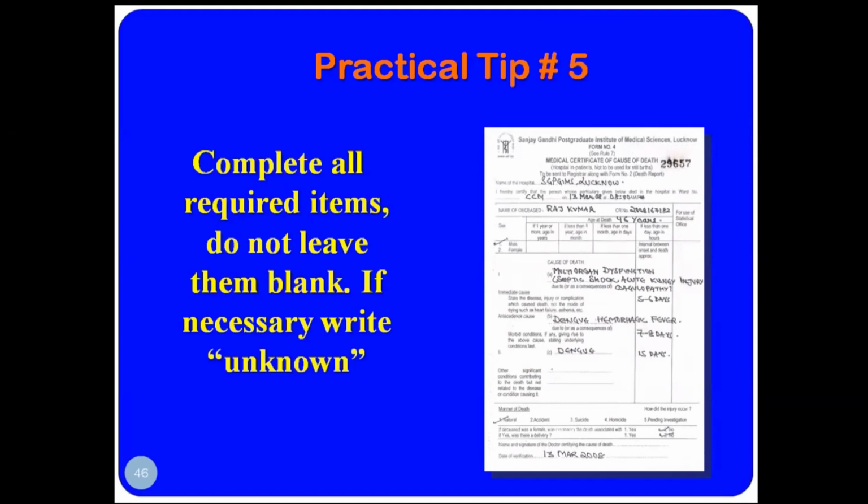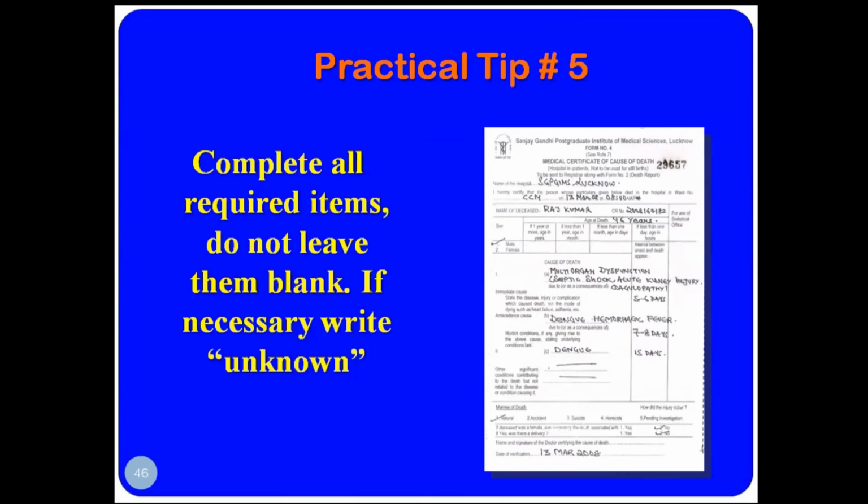Complete all the required items. There is a checklist. You have to start from the top and finish at the bottom, and you have to see that each and every line and every column is filled. If you feel that it is not important for this particular death certificate, draw a line over it, cross it, or write "not required", but do not leave anything blank. You can do it like this.